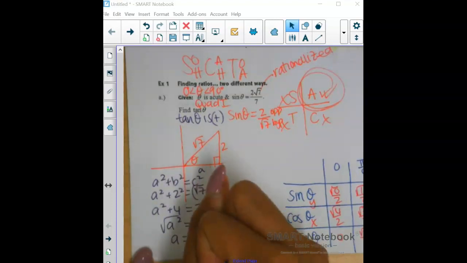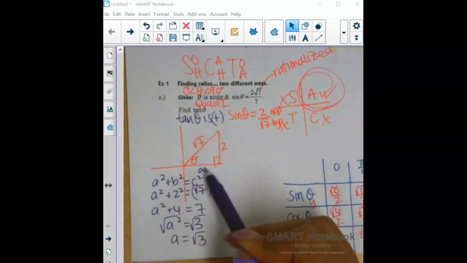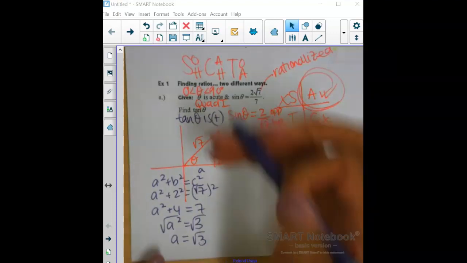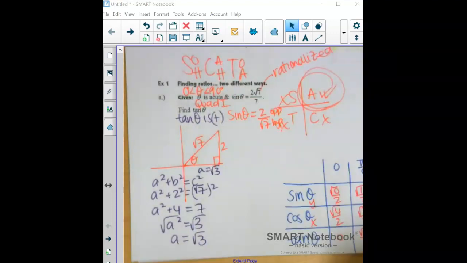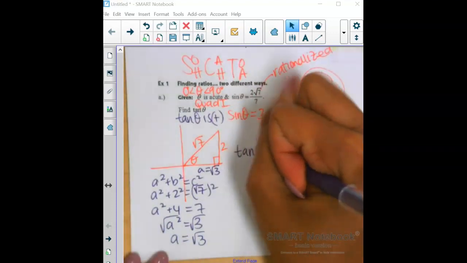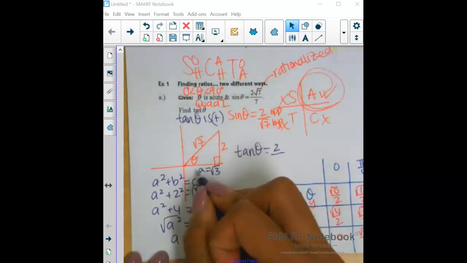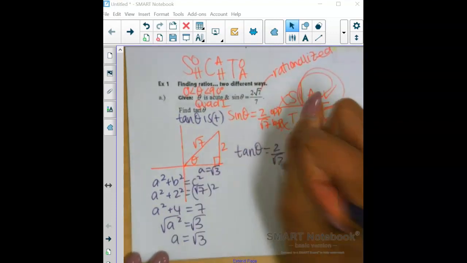So A would equal the square root of 3. Especially since this is all in quadrant 1, I'm not going to worry about the negative answer here. So I'm just going to write A is the square root of 3. With that in mind, now I can actually write what tangent of theta is. This is opposite, which is 2, over the adjacent, which is now the square root of 3.